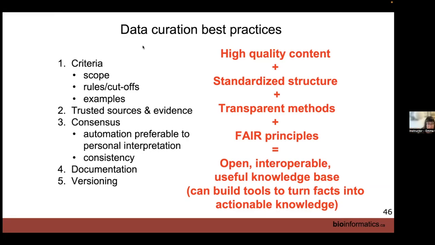The second best practice is to use trusted sources and evidence. So for example, if you wanted to state the function of a particular gene product, citing the literature is good. Also citing whether a particular gene product is expected to carry out a function because of its sequence similarity or whether it's been tested in vitro is also a good thing to note. So that's where evidence comes in. Different types of evidence carry different kinds of weight.